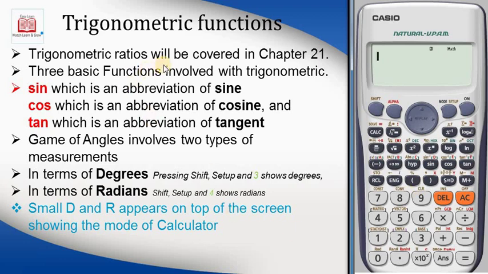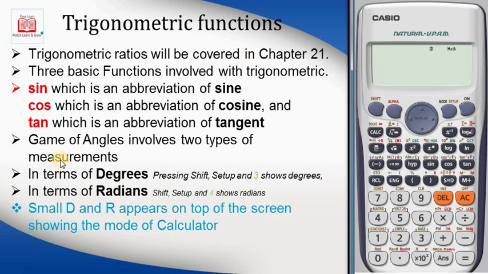Right now, the important thing is that the further trigonometric functions will be covered and discussed in detail in chapter number 21. As you know, we are on chapter number 4 right now, using a calculator, and when we reach that chapter, we will discuss further details.